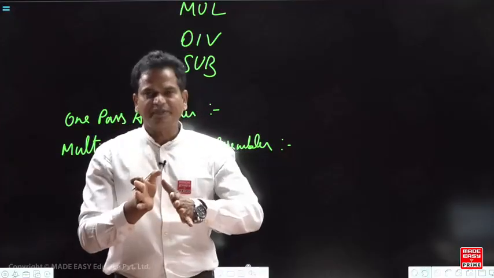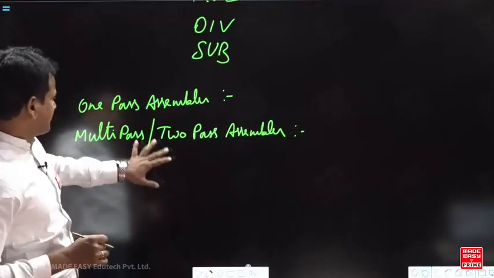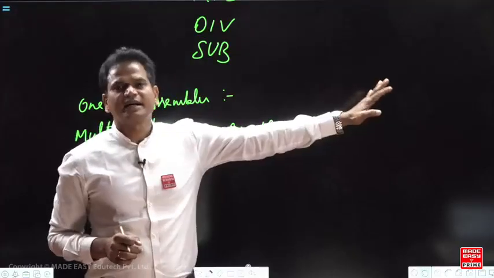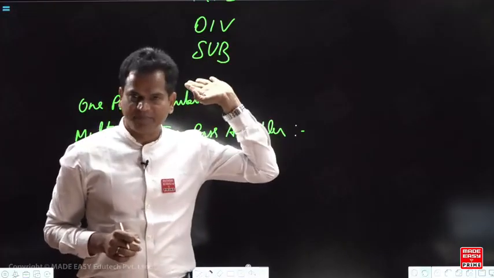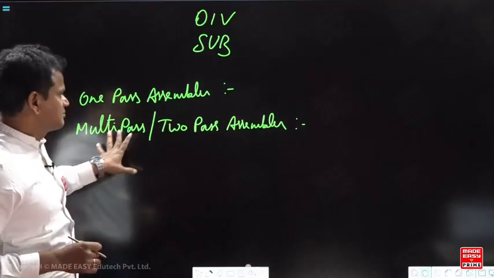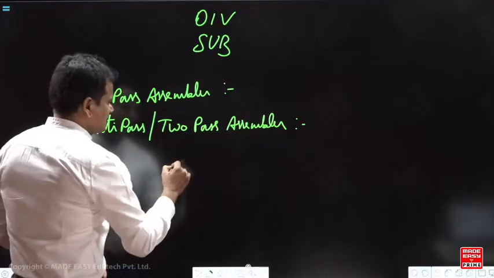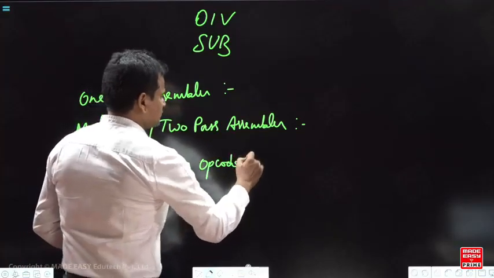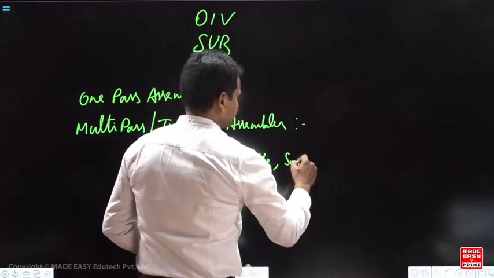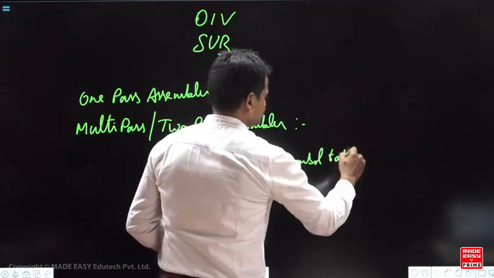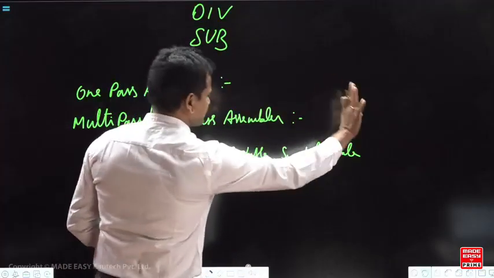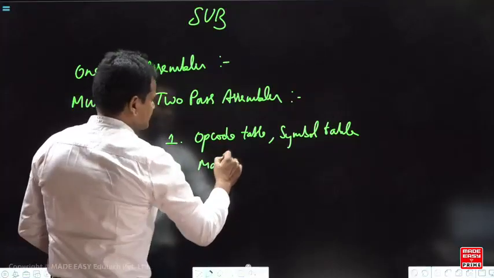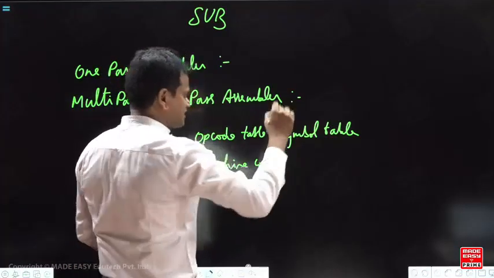So, I repeat, a one pass assembler takes the assembly language and converts it directly into machine code in one step. Coming to the multi-pass or two-pass assembler, it is done in two steps. In the first step, it creates the opcode table and symbol table, and also keeps a record of the location counter. Then, based on these values, it creates the machine code.